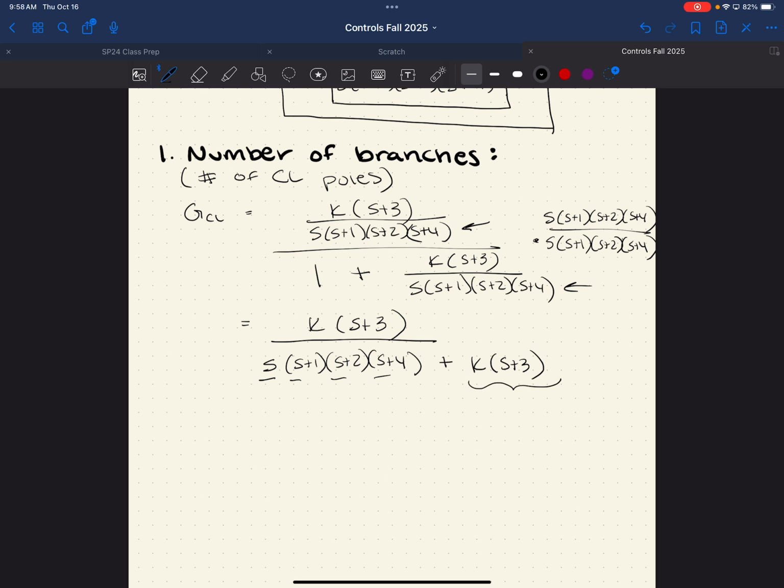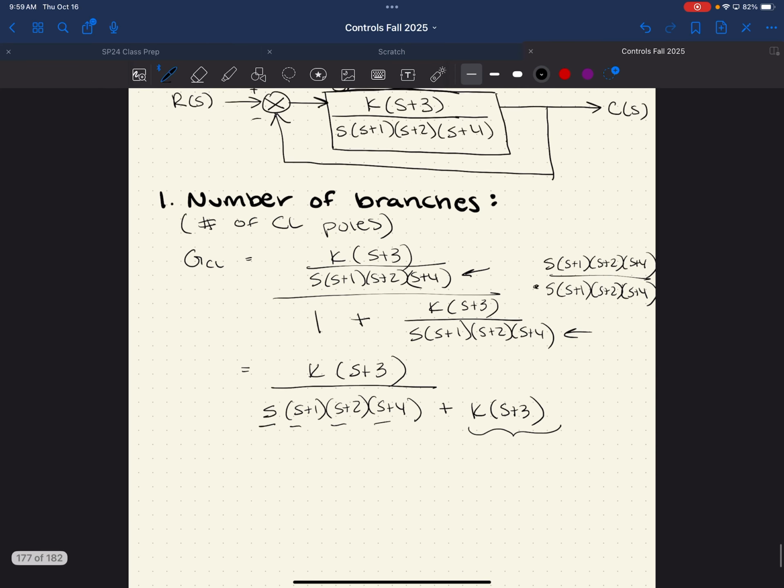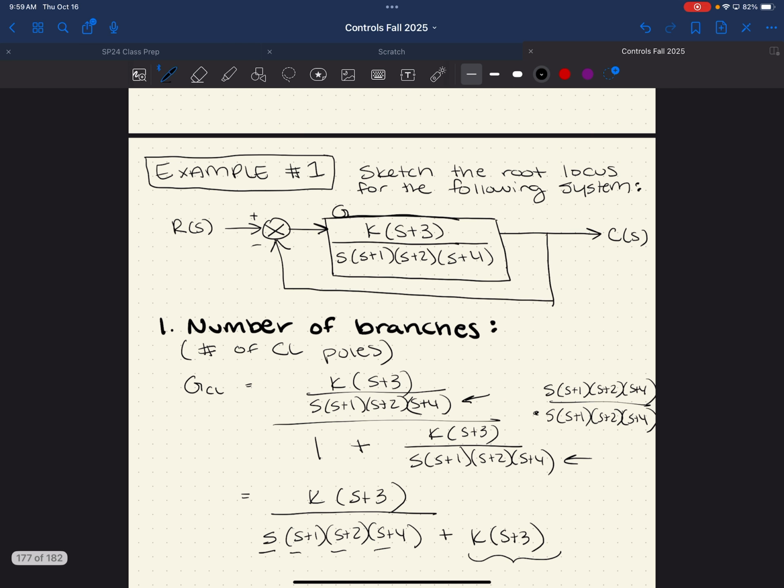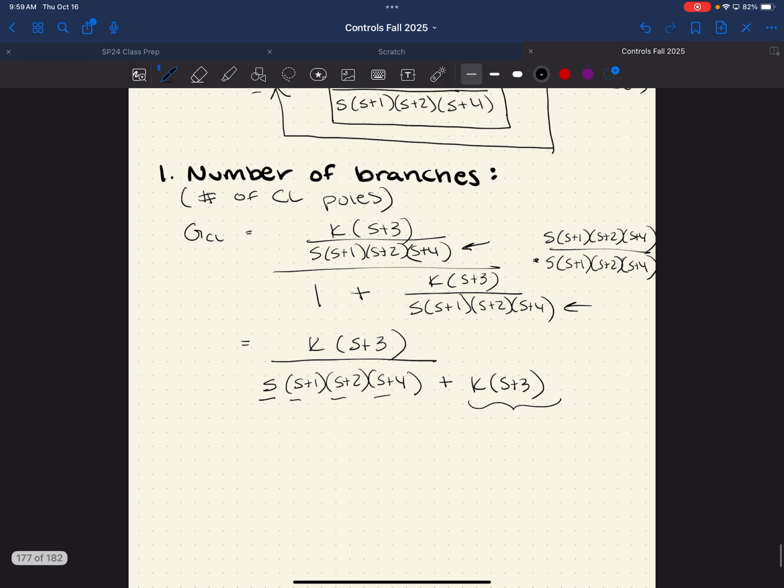Is this little piece at the end going to raise the highest power of s at all? No. So the highest power of s in the denominator will be 4, which means that I have how many roots? 4. How many poles did I have before I did the closed loop transfer function? 4, right? So I have the same number of poles for both the open and the closed loop. Okay?